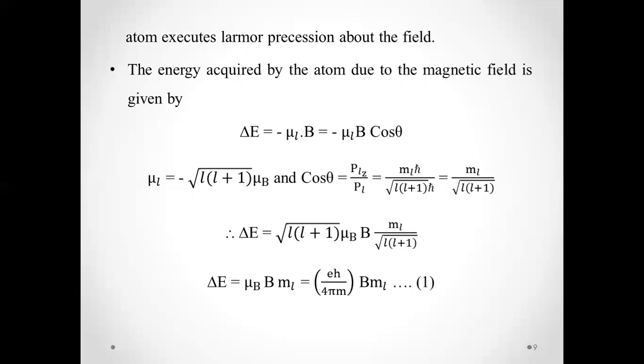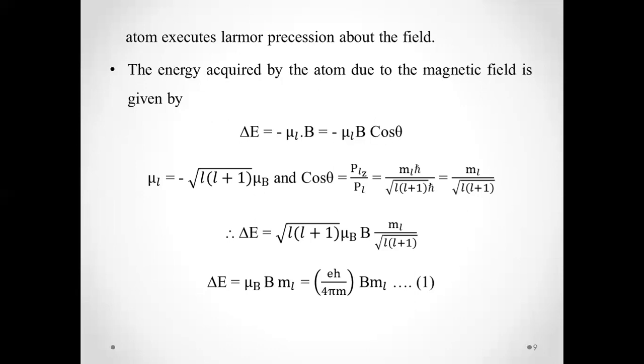Substituting this value of mu L in the expression for energy acquired, delta E is equal to root of L into L plus 1 into mu B into B into M_L divided by root of L into L plus 1.